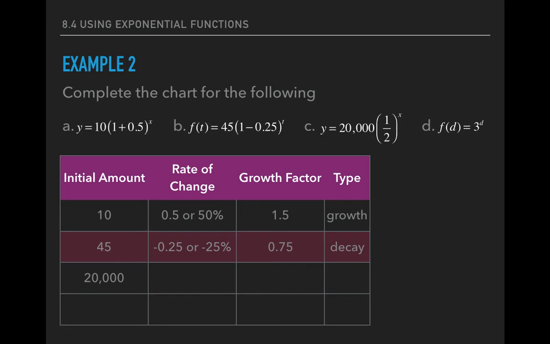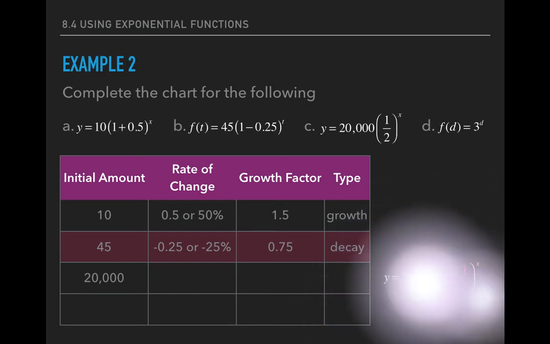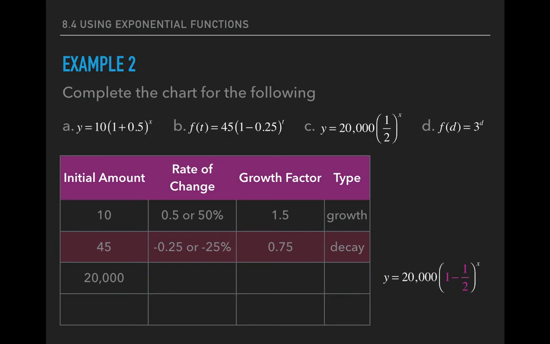In our third equation, the initial amount is 20,000. But the rate of change is not so easily seen because it is not in the form 1 plus or minus r. But we could manipulate it so that it is. 1 minus 1/2 gives you 1/2. So all we've done is a little bit of mathematical operation here so that it is in the form that we desire.